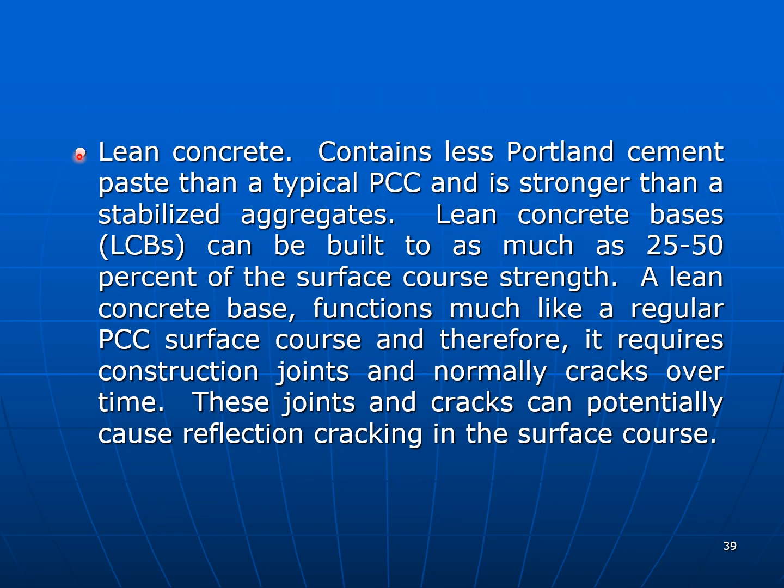Next option is the lean concrete. It contains less Portland cement paste than a typical PCC and is stronger than stabilized aggregates. Lean concrete bases, LCBs, can be built to as much as 25 to 50% of the surface course strength.